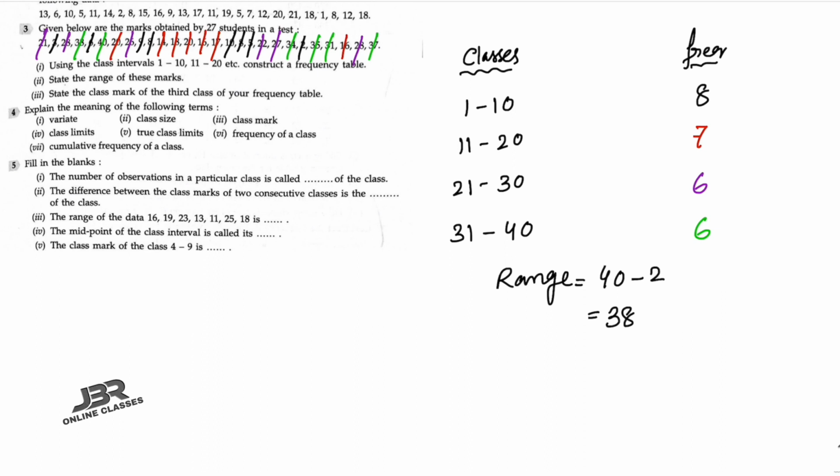Okay, now state the class mark of the third class of your frequency table. So here the class mark means, here the formula, you have to first write down the lower limit of the third.